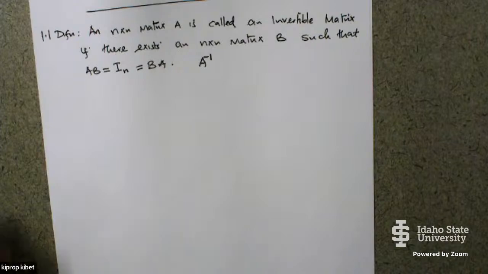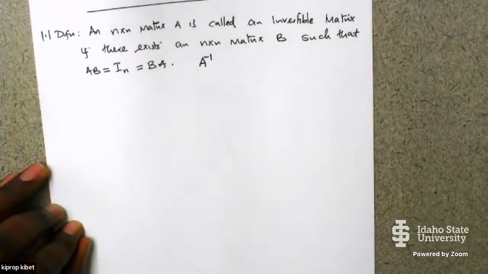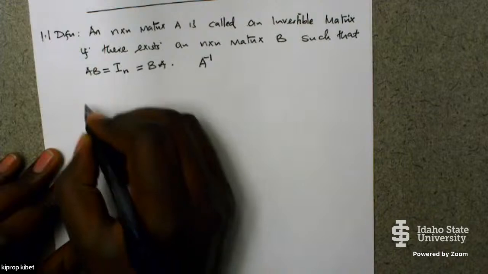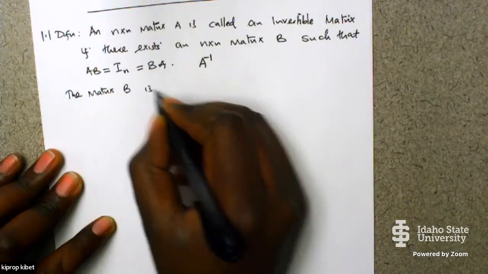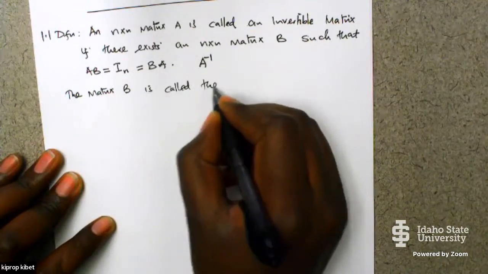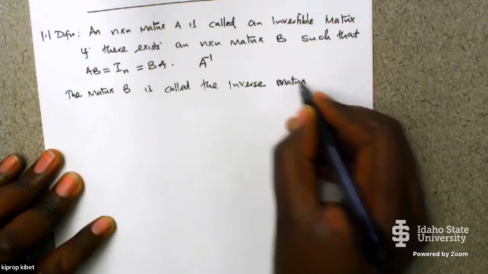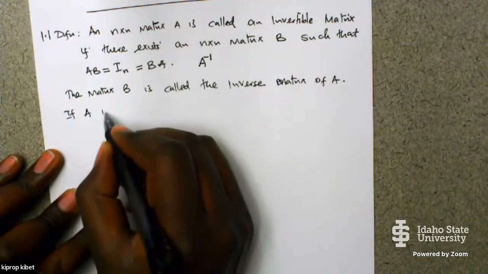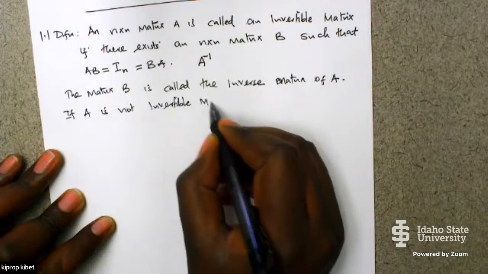Now, if the matrix is not invertible, then it means it is a singular matrix. So we can say the matrix B is called the inverse matrix of A if A is an invertible matrix.